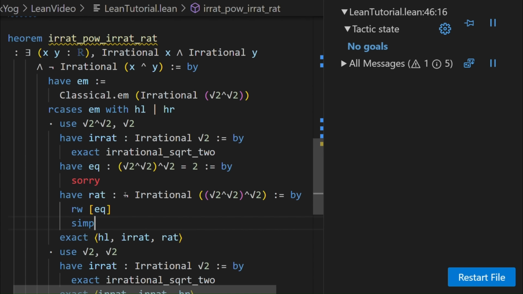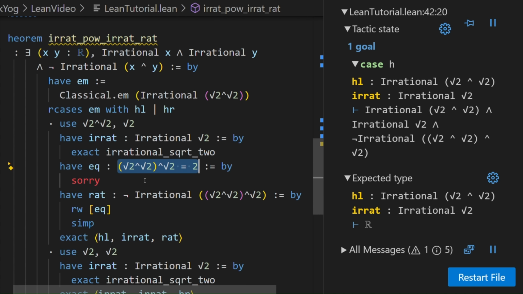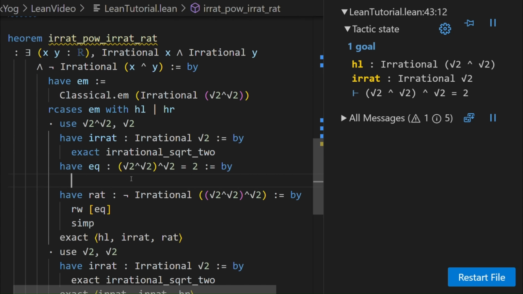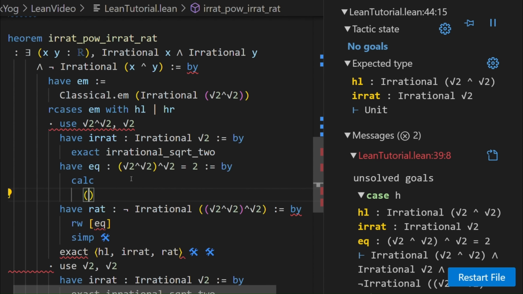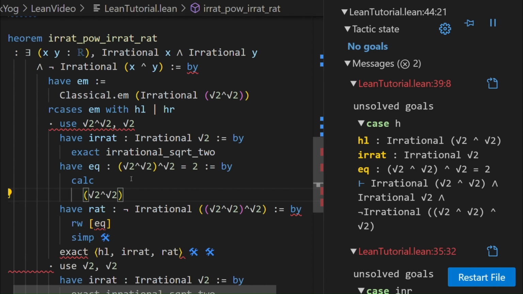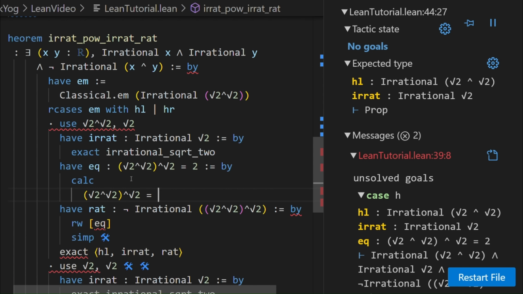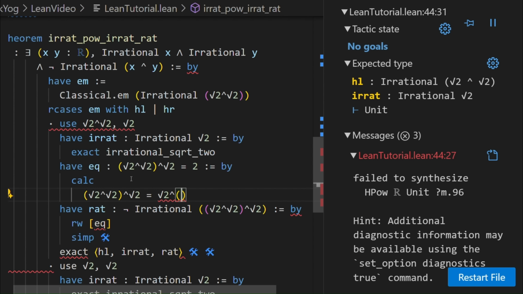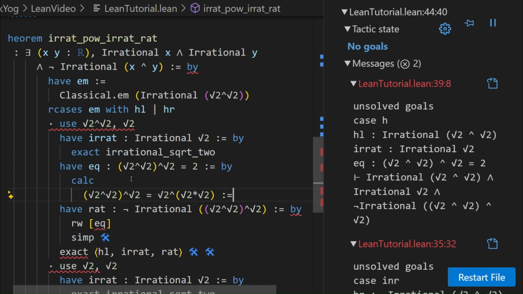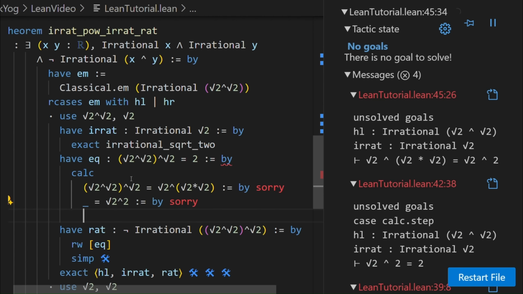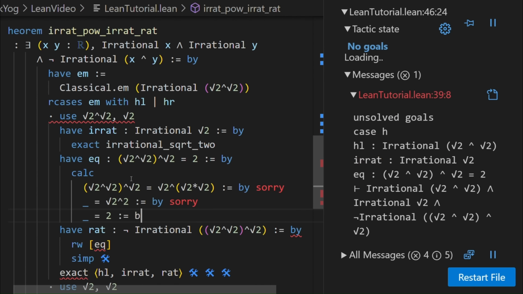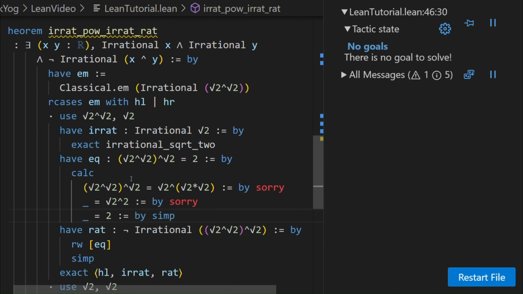To show that this equation holds, we will use the calc tactic, which allows for a cleaner way to prove equations like this. First, (root 2 to the power root 2) whole to the power root 2 equals root 2 to the power (root 2 times root 2). Then that equals root 2 squared, which then equals 2. The last two can be solved using simp.